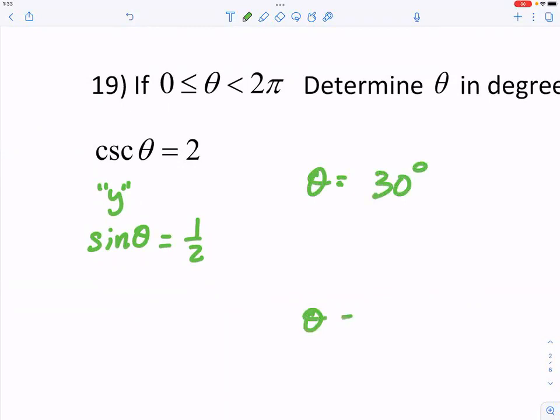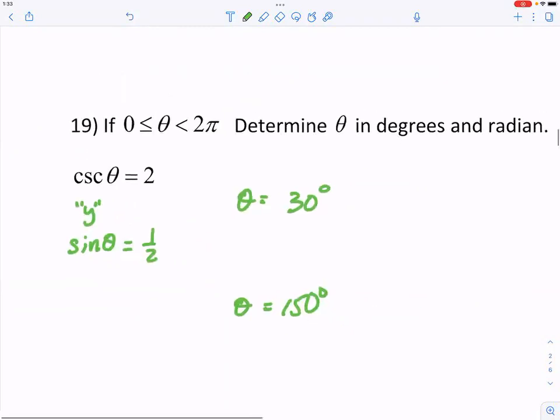30 degrees and 150, right? So in radians, it's pi over 6 and 5 pi over 6. Do you understand the game now? The game is we give you the angle, you give me the ratio. Or I give you the ratio, you give me the angle.